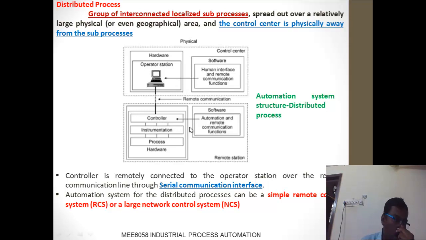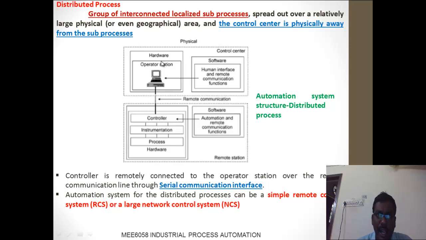Okay, so my plant 1 is located in Bombay, my plant 2 is located in Goa, plant 3 is located in Tamil Nadu. So you can take a single operator system and monitor process 1, what's happening in Bombay, process 2, what's happening in Goa, and process 3, what's happening in Tamil Nadu. Okay. So that is called a distributed process.